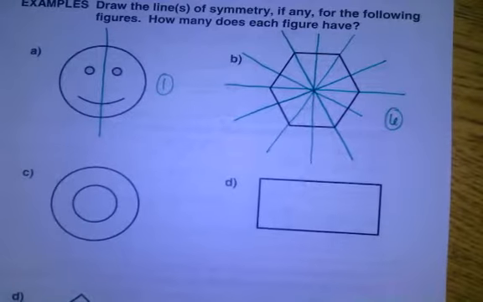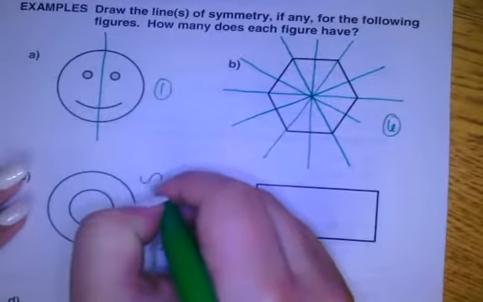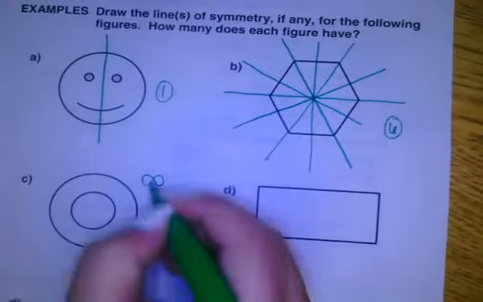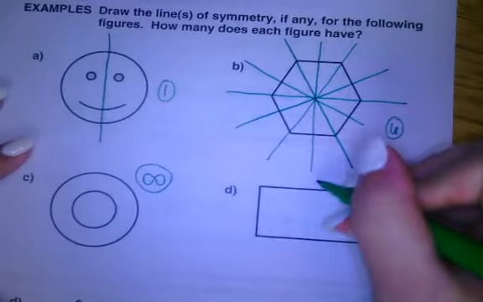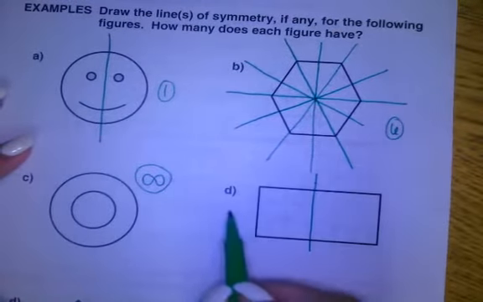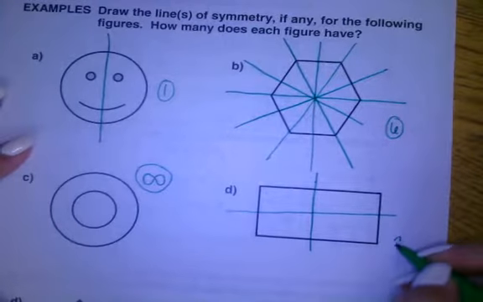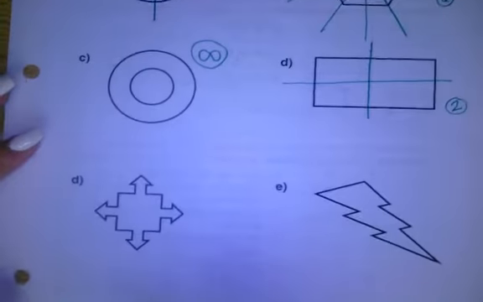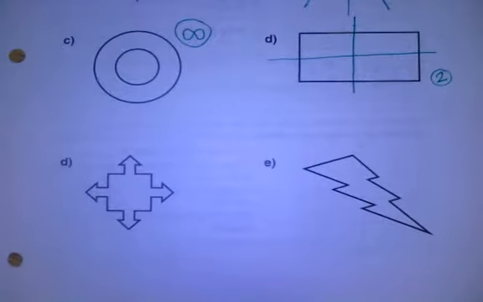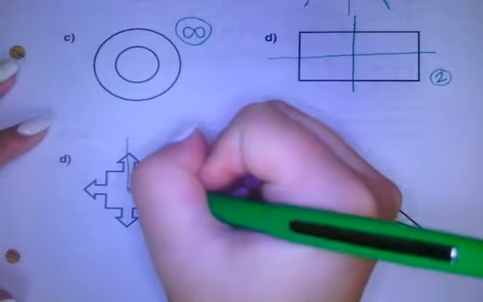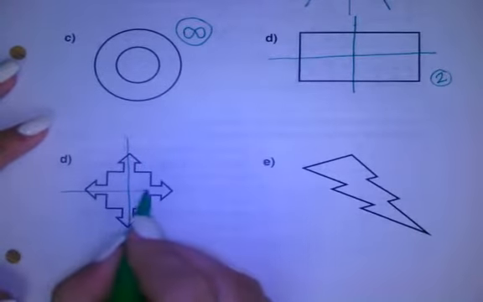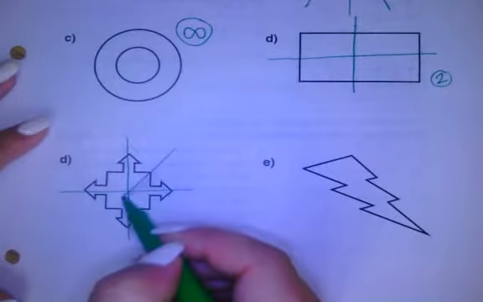Letter C, Phoebe. Infinitely many. Okay, so your circle is always going to have infinite lines of symmetry. Sochi, letter D. I only got 2. 2. Okay, so your rectangle is always just going to have 2. Letter D, Akansh. 4. So you have your vertical, your horizontal, and then both of your diagonals.